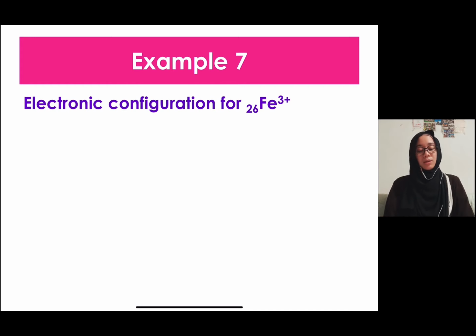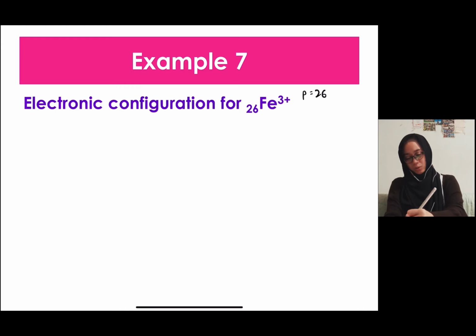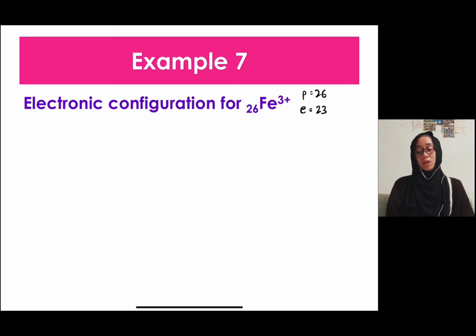Okay, so now kita ada electronic configuration untuk Fe sekali lagi, but now it is ion. So ion 3 plus. Okay, so you know that the proton adalah 26. So again, in this case, kita akan donate electron. So, initially, kalau proton 26, elektron pun 26. Tapi now dia donate electron. So, dia donate dari 3 lah. So, tinggallah 23 elektron.